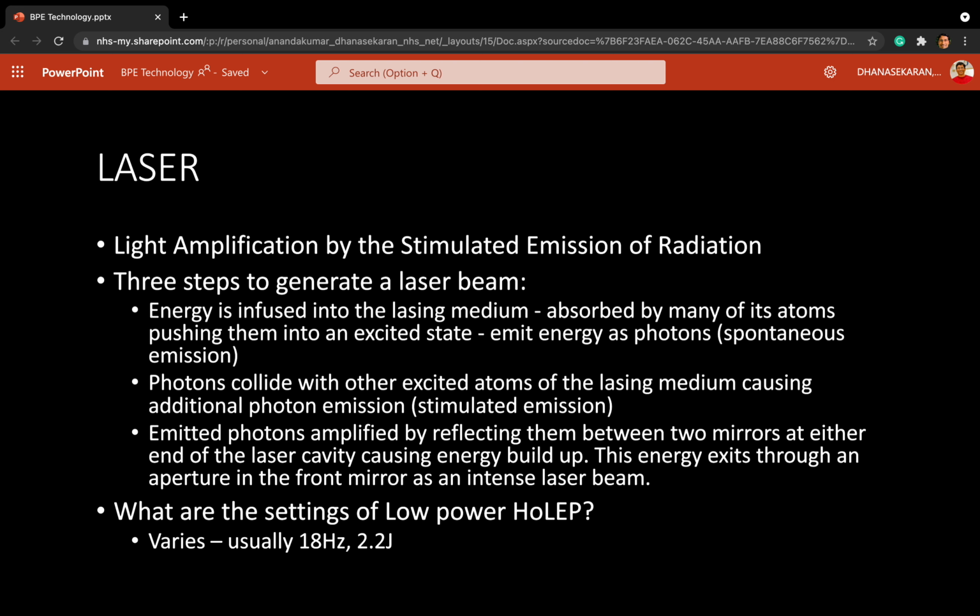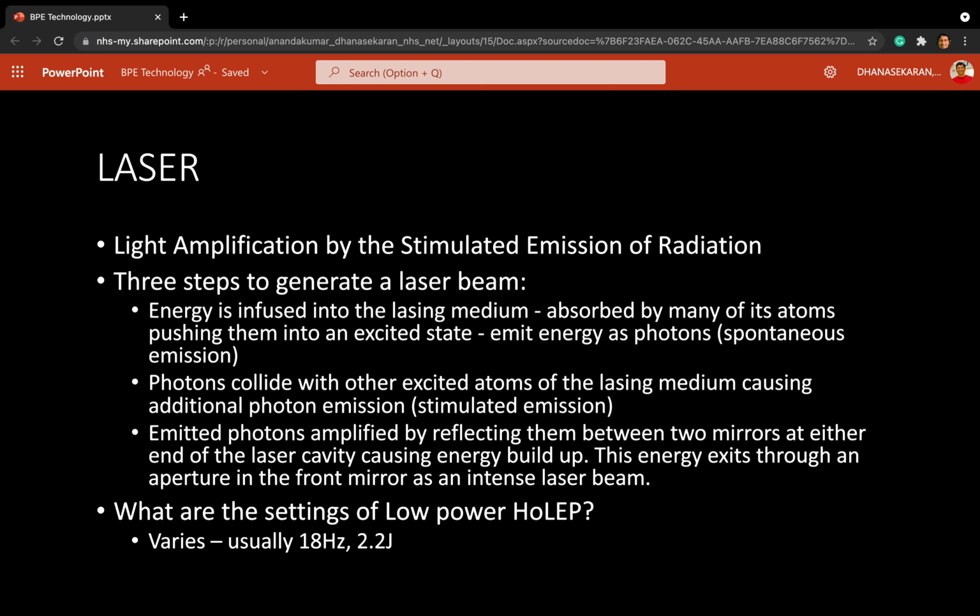Okay, what are all the laser options available for this patient? The available laser options would be holmium laser nucleation with holmium YAG. There's also HoLEP using thulium laser, and there is also green light laser vaporization, which uses neodymium YAG and KTP laser. Okay, what is laser?